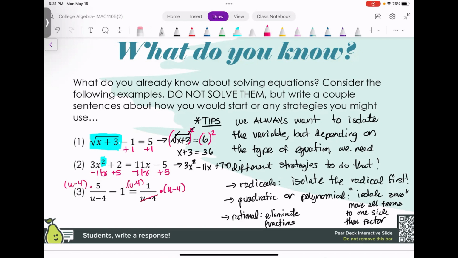If I did that, my denominators would cancel with my numerators, and here I would wind up with 5 minus 1 times u minus 4 equals 1, because any number divided by itself is equal to 1. So when I multiply every single term by common denominators, I can eliminate those denominators. And you can see that this is a much simpler equation to deal with than the previous steps. Okay.